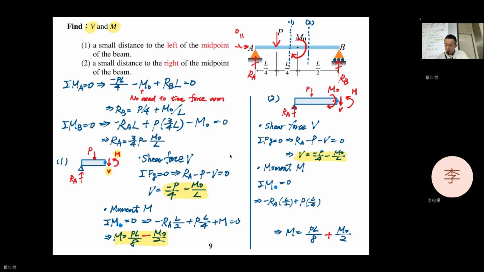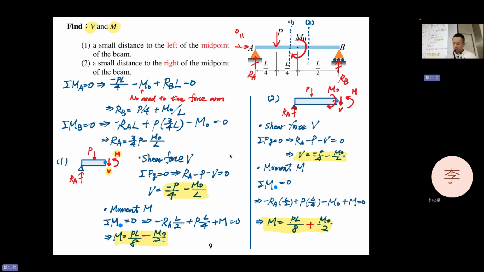Then M0 is clockwise, so it's always minus: minus M0. And how about M? Your M is counterclockwise, so it should be positive. M equals 0, right? After that, I wrote the result. Ta-da, M equals PL divided by 8 plus M0 divided by 2.